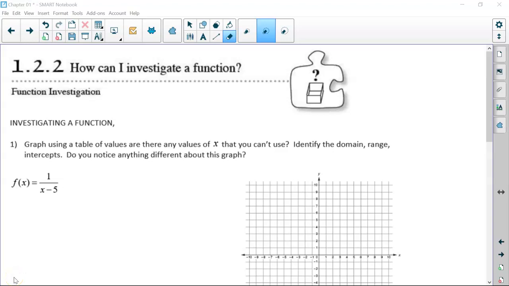Welcome back. This is section 1.2.2. How can I investigate a function? What we're going to be talking about is graphing using a table of values, and you can check these using your graphing calculators as well.